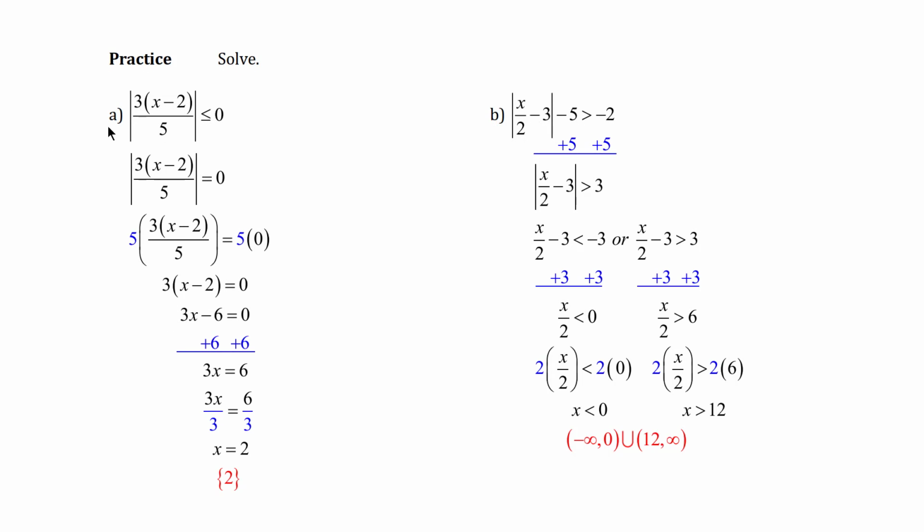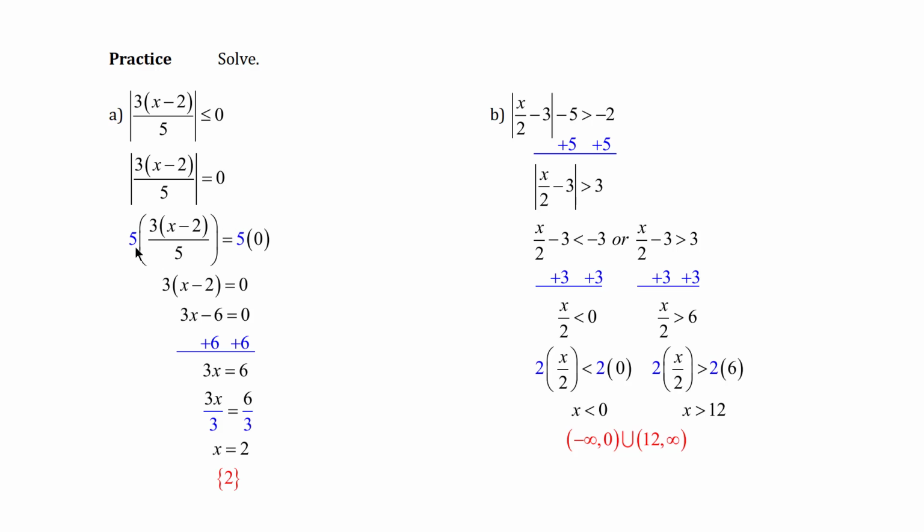Alright, so let's go over part A. Here we have the absolute value being less than or equal to 0. Remember, in this situation, your absolute value cannot be less than 0. So we don't need to work out that part of the inequality. All right, so when the absolute value is equal to 0, we could rewrite this as 3 times the parentheses x minus 2 over 5 equals 0.